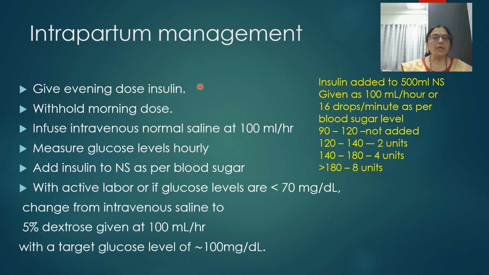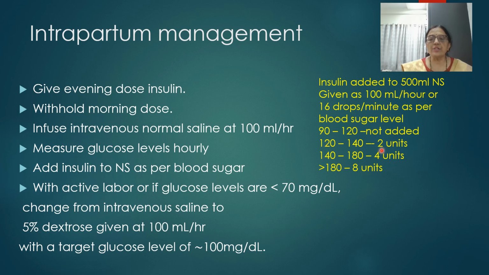More details about intrapartum management: we give the evening dose of insulin, but we withhold the morning dose. Then we have to infuse normal saline intravenously at the rate of 100 ml per hour, and we measure glucose hourly. And as per the glucose level, we add insulin to this normal saline. If glucose level is between 90 to 120, insulin is not added. 120 to 140, 2 units are added.